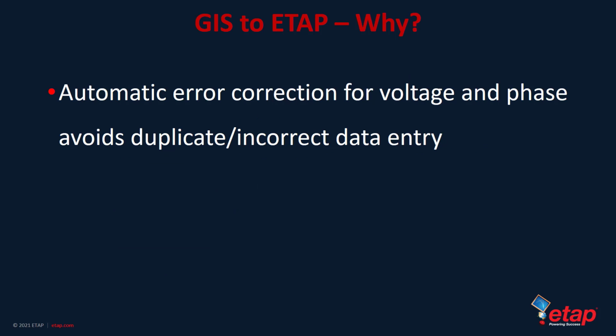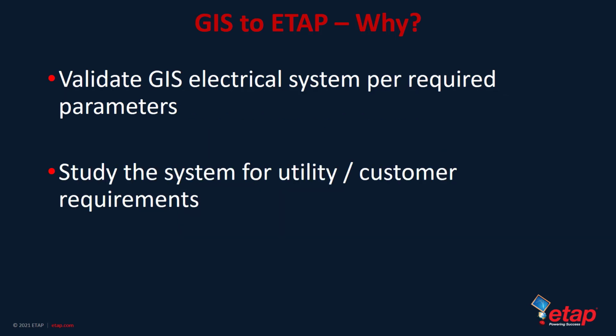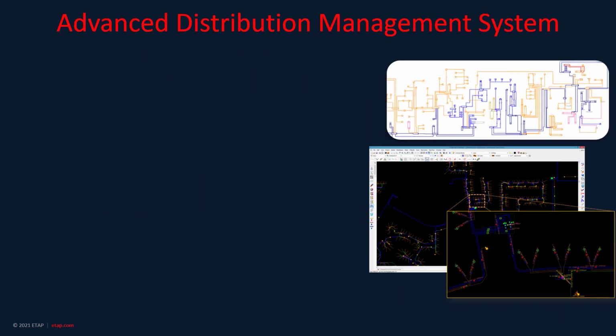Again, continuing why GIS to ETAP. ETAP performs an automatic error correction for voltage and phase, which avoids duplicate and incorrect data entry. So it basically cleans up the data. It supports three-phase, two-phase, and also single-phase. It'll validate the GIS electrical system per required parameters and study the system for utility customer requirements as well.